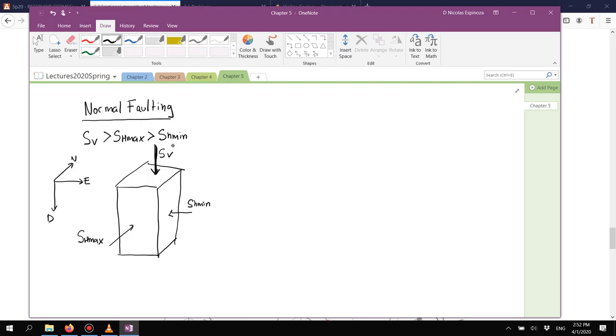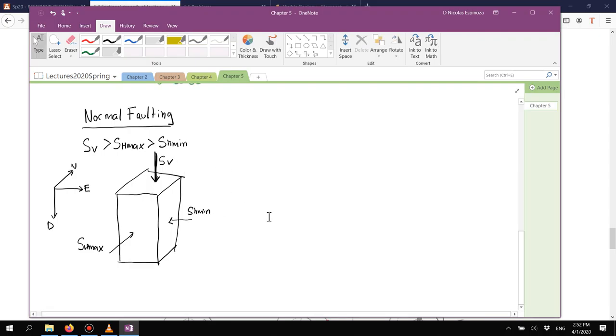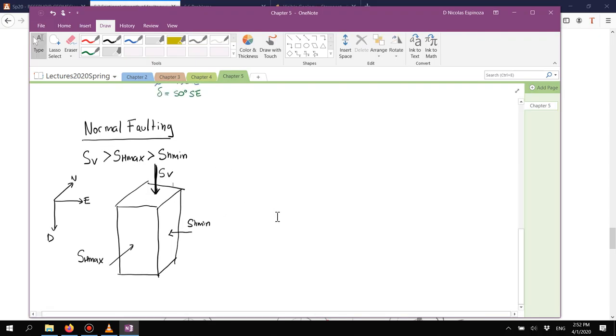And in order to do that, what we need to do is to recognize what is the maximum principal stress and what is the minimum principal stress and the intermediate stress. In this case, the maximum principal stress is SV, right? So this one is S1. The intermediate principal stress is SH max. And the minimum principal stress is SH min.